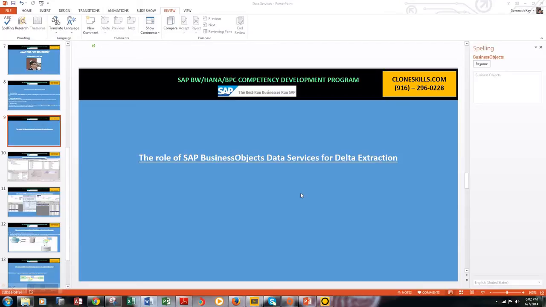To talk about delta extraction, there are two commonly used delta load methods, which are basically full refresh and changed data capture, which is known as CDC. So let's discuss the full refresh method first. Full refresh is easy to implement and easy to manage.